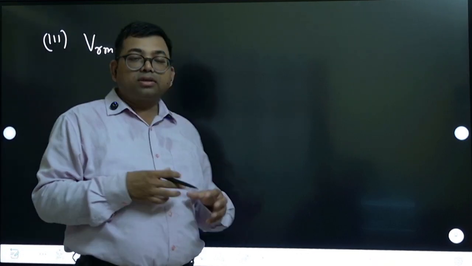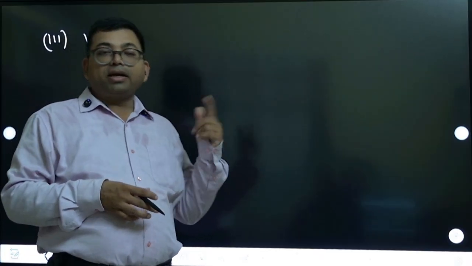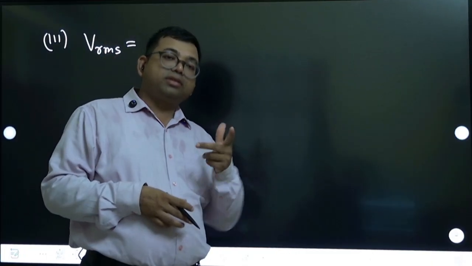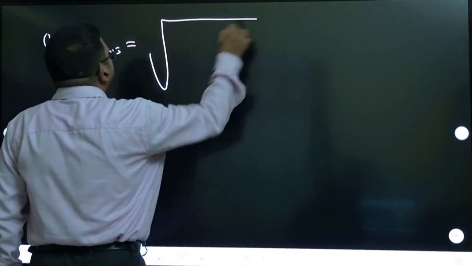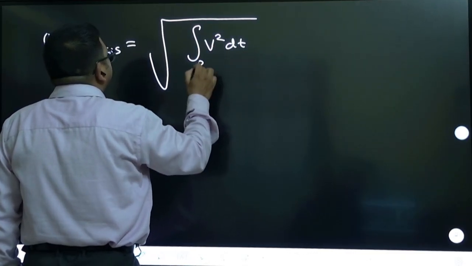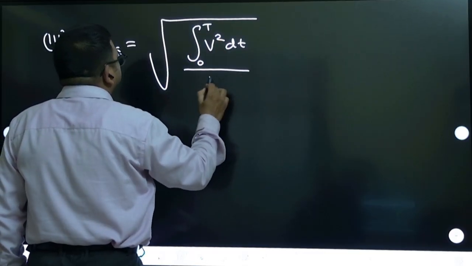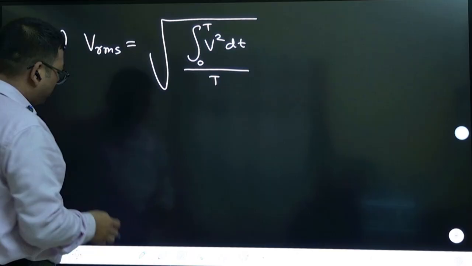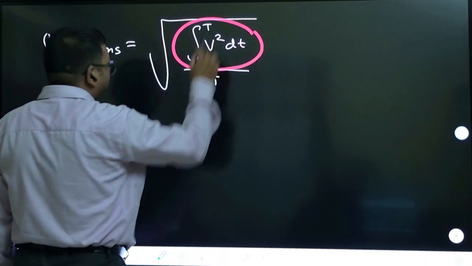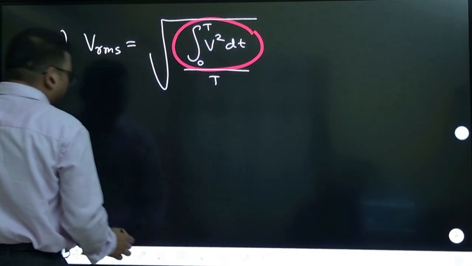No, no, because this is not just sinusoidal, because one minus sign is there, right? So you need to write it by definition, from the basics. Root under integration of v square dt from 0 to T. So first we will solve this part, we have to first do the integration. Okay, so let us do that.